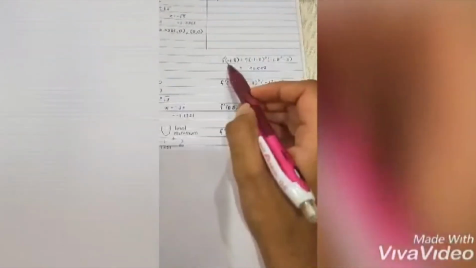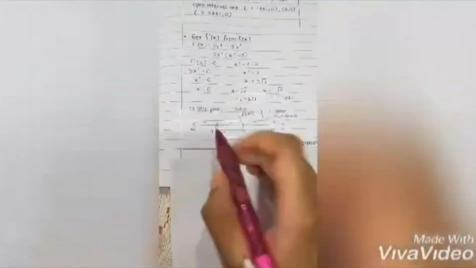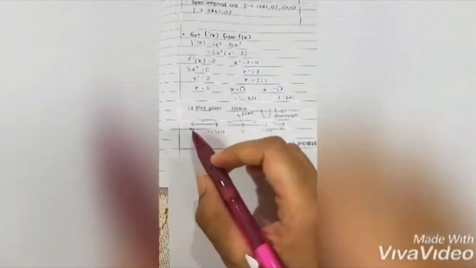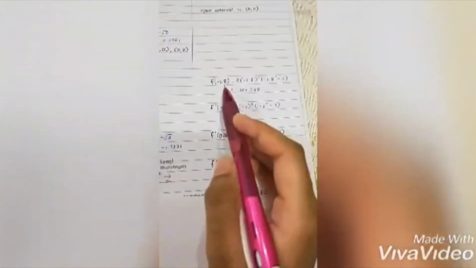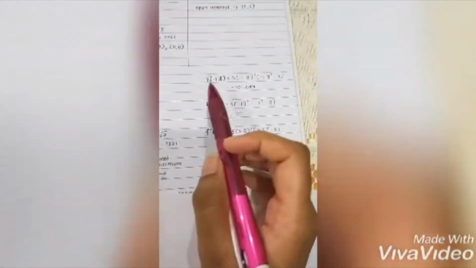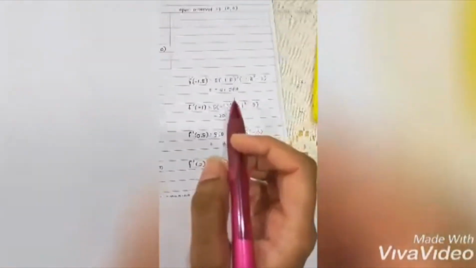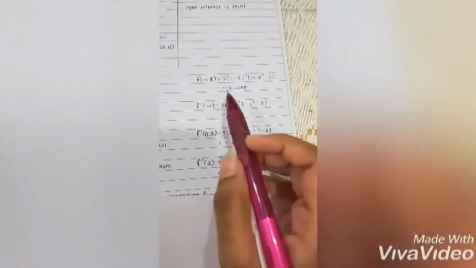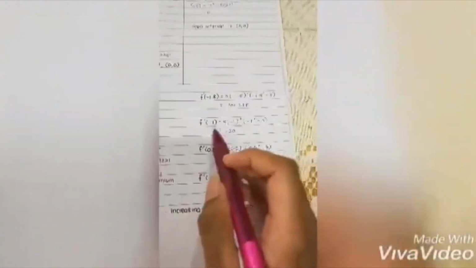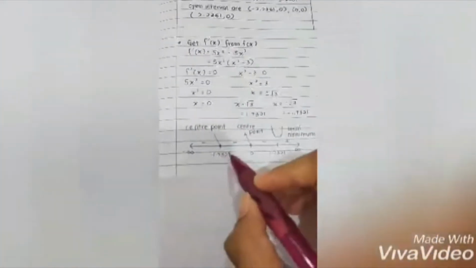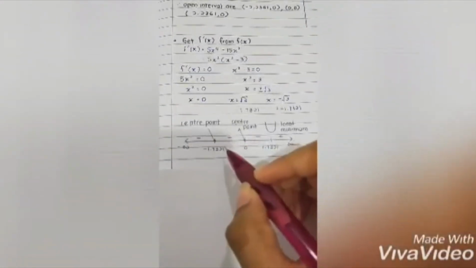To identify whether the sign is negative or positive, substitute a value. First, I pick a number between negative infinity and negative 1.7321, so I pick negative 1.8. I substitute this value into the first derivative of f(x) and get negative 101.088. Therefore it's a negative value, so you write a negative here. Next, between negative 1.7321 and 0, I pick the middle point negative 1. I get negative 20. Therefore it's negative here.